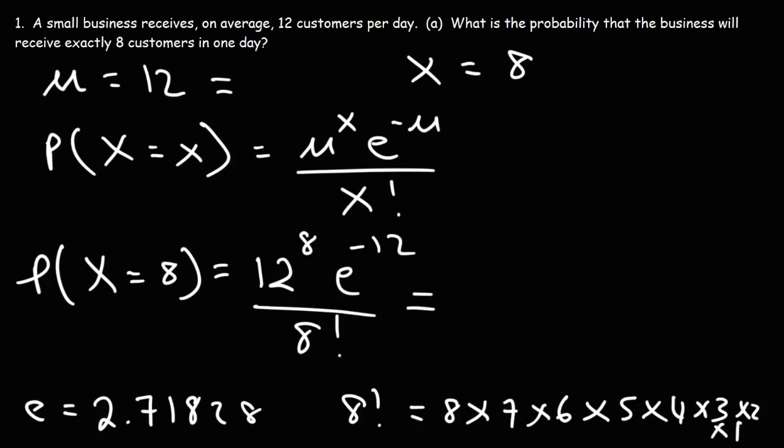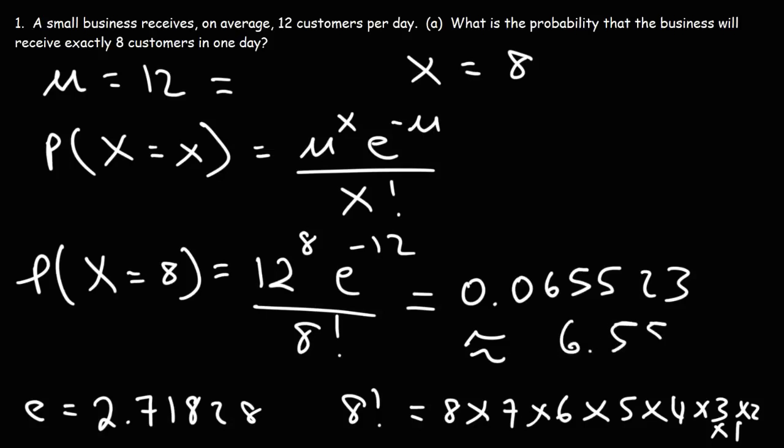So if you were to plug this into your calculator, you should get 0.065523, which if we multiply that by 100%, that's approximately 6.55%. So that's the probability that this business will receive exactly 8 customers in one day.